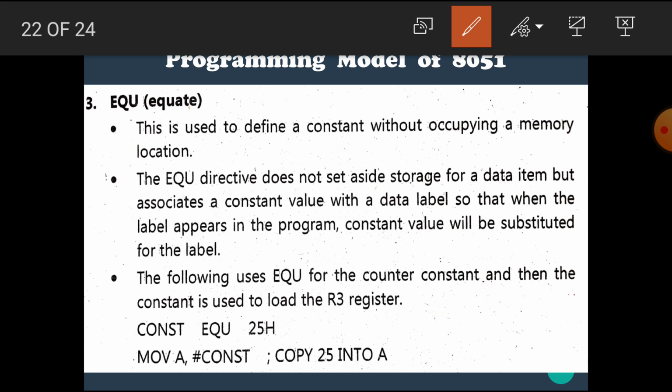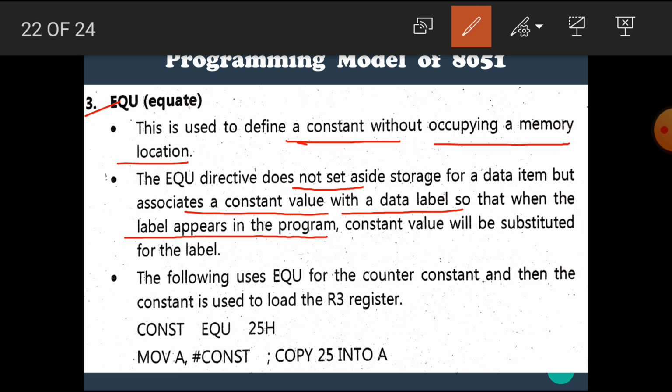The next assembler directive is equate. This is used to define a constant without occupying a memory location. The equate directive does not set aside storage for a data item but associates a constant value with a data label, so that when the label appears in the program, the constant value will be substituted for the label. The following uses equate for the counter constant, and then the constant is used to load the R3 register.